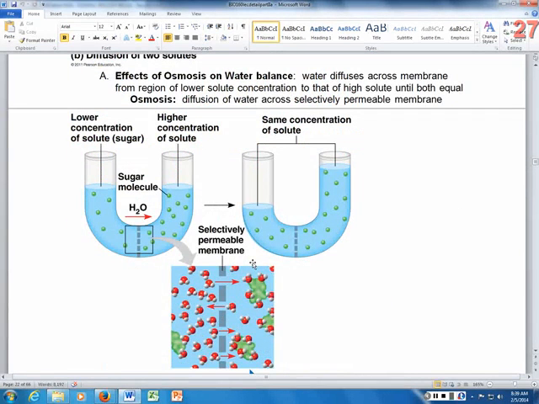So osmosis will affect the water balance. This is showing how water selectively moves across the membrane, where you've got the higher concentration on one side, and the water is going to move over to this side to try and dilute the sugar so that it's the same concentration here as it is here. In this case, those sugar molecules can't move across the membrane. So if the solute can't move across the membrane, the water has to move to do the job.